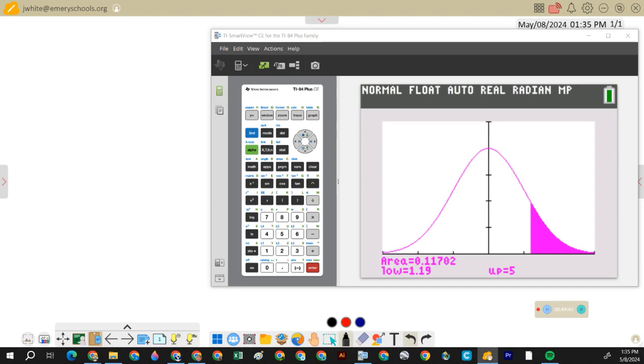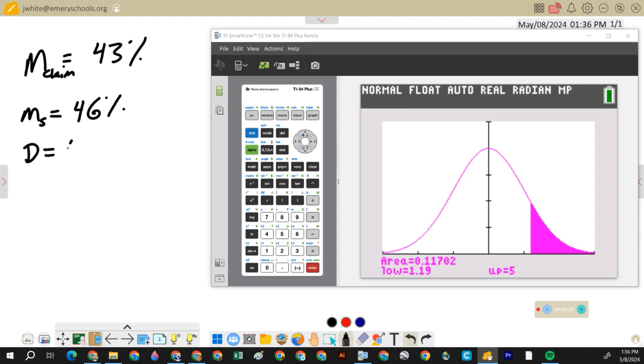What if I told you that the percentage of males in Emery County is 43%. My claim is Emery County is 43% male. And so you run out and you do a survey and you get a male. So this is my claim and this is your sample. Your percentage of male that you get is 46%. And you talked to 49 people.